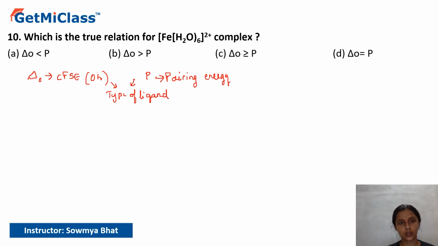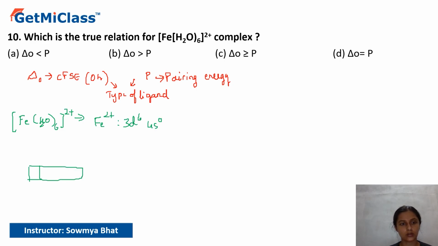Here in this particular case, it's water. So we'll consider the complex [Fe(H2O)6]2+. Iron is in the +2 oxidation state, so the configuration would be 3d6 4s0. So there are 6 electrons here.